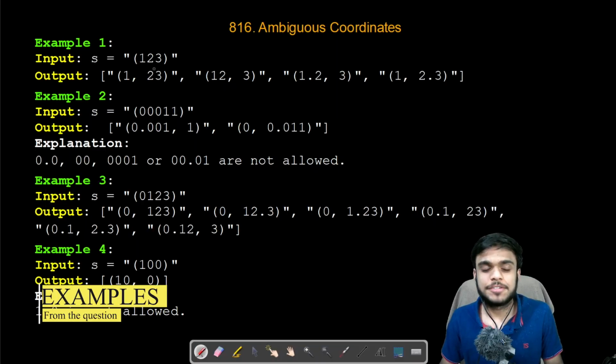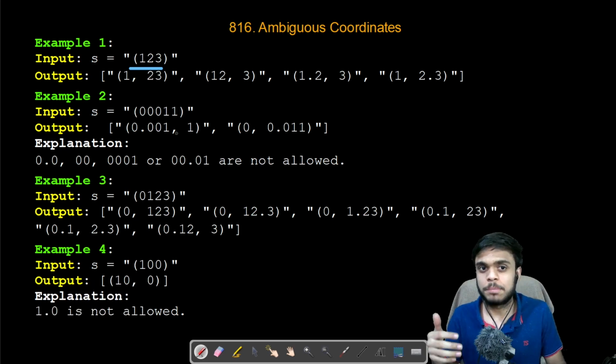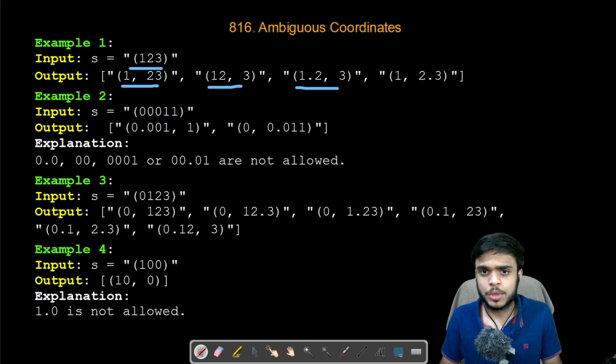The first example that we are given is s equal to "(123)". So we can put a comma to separate the two coordinates or a decimal point to represent the decimal form. In the output for the first example, we should have the following tuples: (1, 23), (12, 3), (1.2, 3), and (1, 2.3).